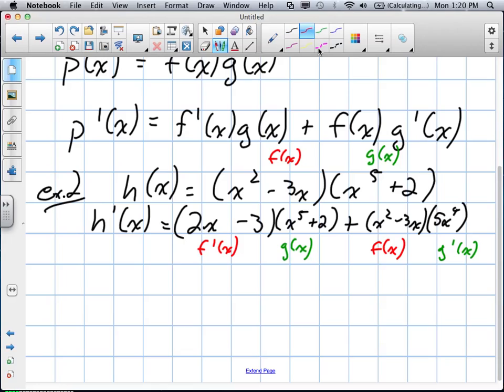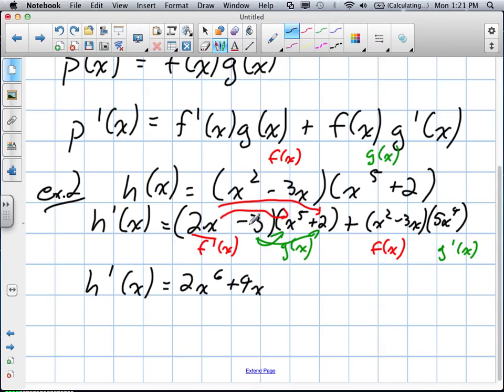Okay. So now that I've done this, we can distribute our terms. I can multiply the 2x by this and the 2x by that and the negative 3 by both terms, because now we're dealing with h prime x. So 2x times x to the power of 5 gives us 2x to the power of 6. 2x times 2 is 4x. Negative 3 times that is negative 3x to the power of 5 minus 6.